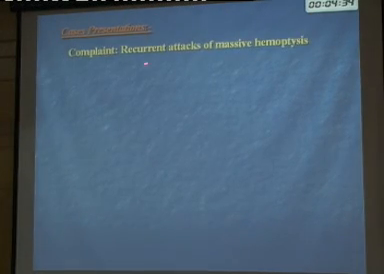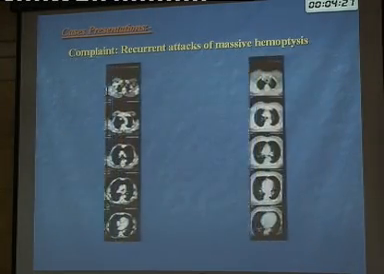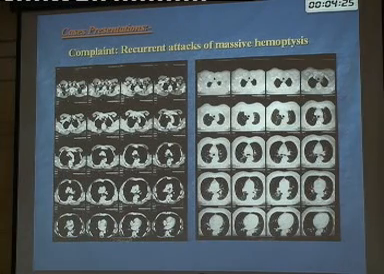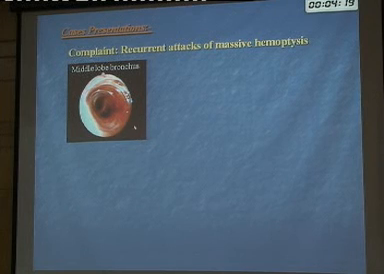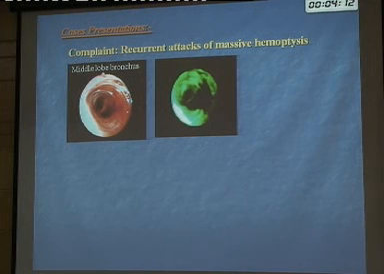The last case presented with recurrent attacks of massive hemoptysis. Plain chest X-ray, PA and lateral, were free. CT chest was free apart from a post-hemoptysis effect at the right lower lobe. Fiberoptic bronchoscope revealed a patch of redness at the medial wall of the middle lobe. It was positive at autofluorescence due to the presence of blood.